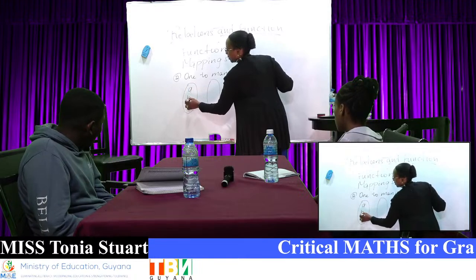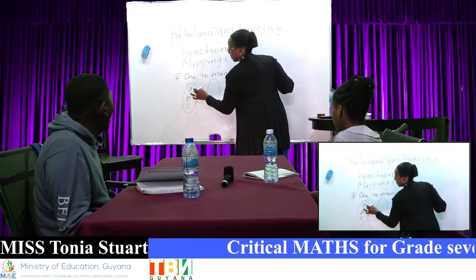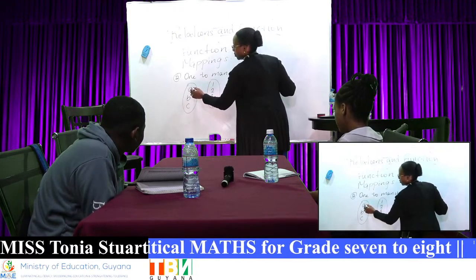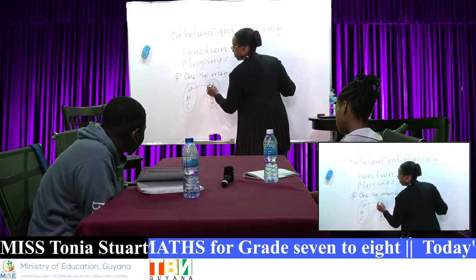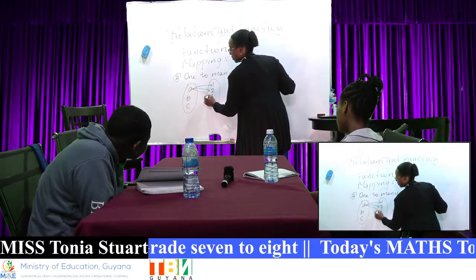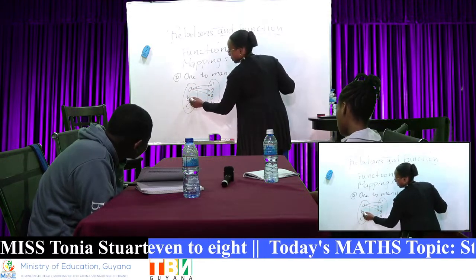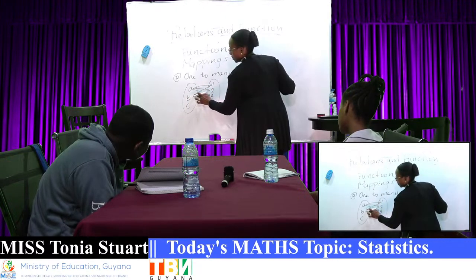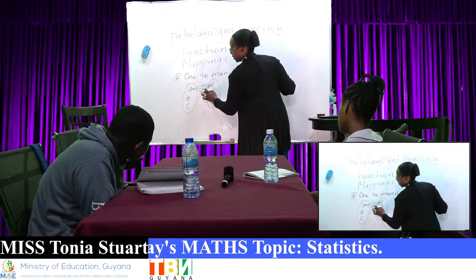A, B, C. 1, 2, 3, 4. So we have 1. Let's take this one back out.